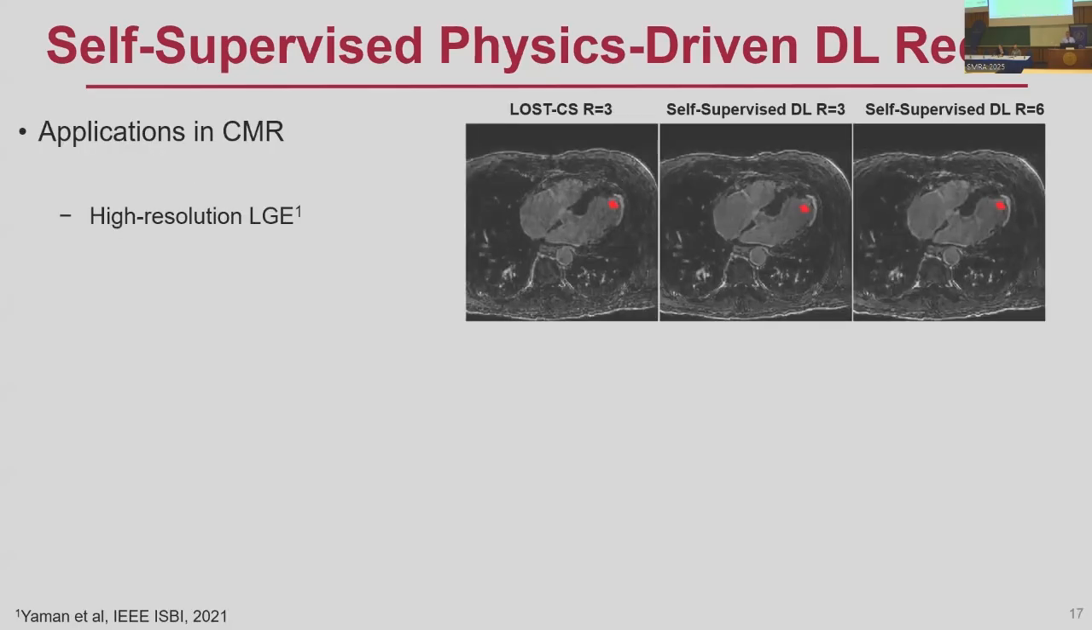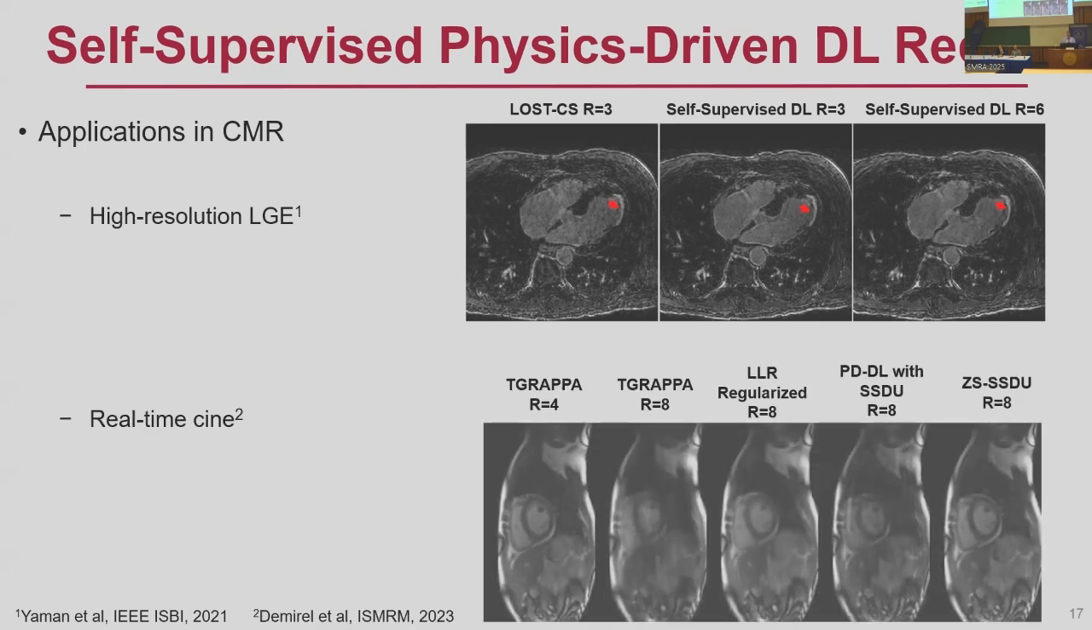And then this has applications in Algeria. We did isotropic resolution, about 1 millimeter, and you can push that up to rate 6, whereas with the compressed sensing-based method, you can only do about rate 3. We also applied it to real-time cine, where you can push it up to rate 8 for 2D imaging, whereas standard reconstructions are rate 4. There's no temporal regularization here. This is just spatial regularization, so each temporal frame is reconstructed independently.